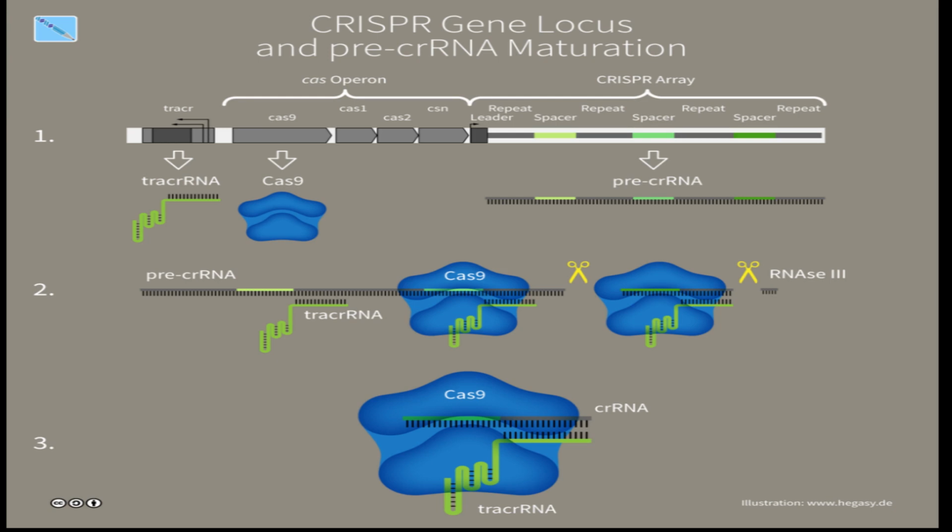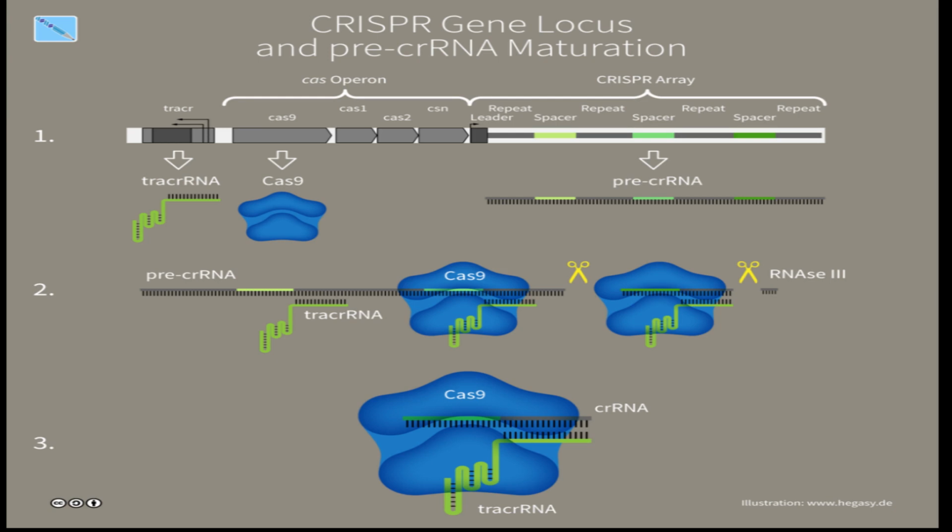Pre-crRNA is synthesized as one long strand, but it needs to be processed in order to work properly. That's where tracrRNA comes in again. It binds to certain parts of the pre-crRNA sequence, and then Cas9 protein joins the party to form a ternary complex. This complex gets cut up into smaller pieces by enzymes called RNase III.